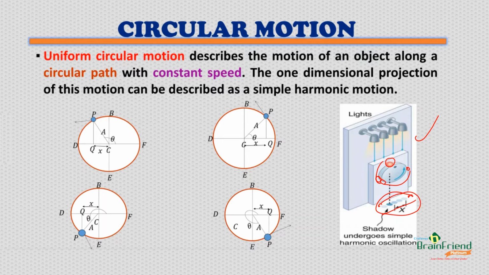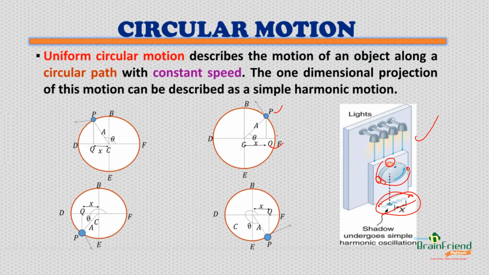Let's also consider a particle P moving along a circular path. Let the projection of this P along the horizontal diameter be called Q. While particle P moves along the circumference of the circle, its projection Q moves to and fro from point F to point D and back to point F as long as the particle P keeps rotating. Therefore, while particle P is performing a uniform circular motion along the circumference, its projection Q performs a simple harmonic motion along the horizontal diameter.